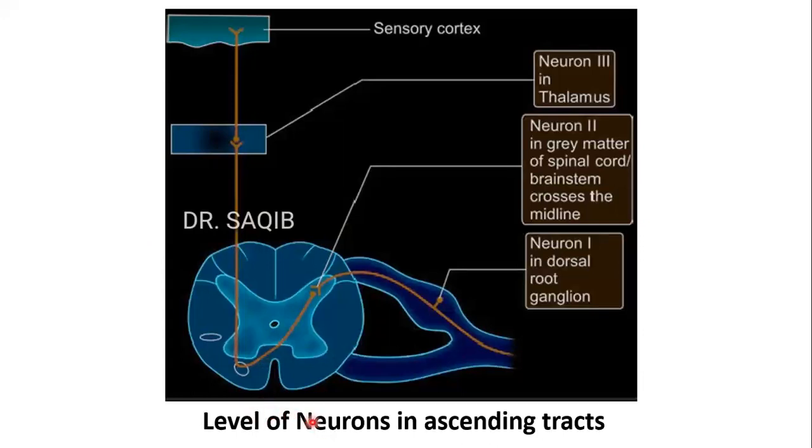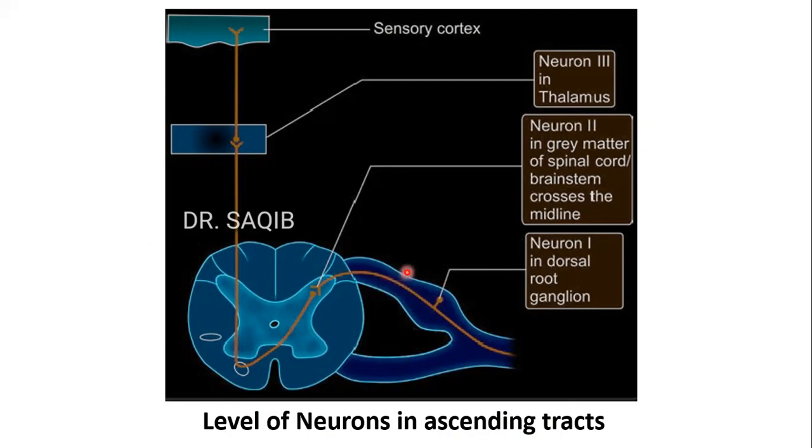Here you will see there are levels of neurons in ascending tracts. There are three levels: first order neuron, second order neuron, and third order neuron. So the first order neuron, or neuron 1, lies in the dorsal root ganglion. This is the dorsal root ganglion. This is the dorsal root, this is the ventral root, this is the formation of the spinal nerve, and this is the dorsal root ganglion. And here lies neuron 1, the first order neuron.